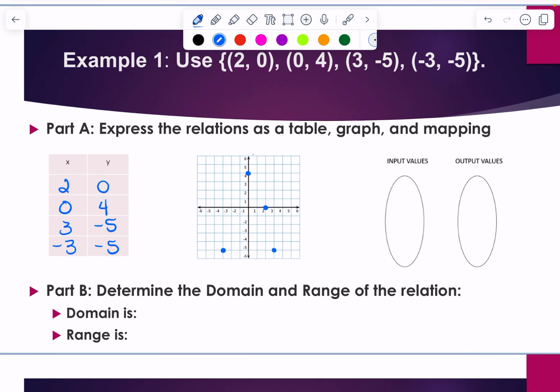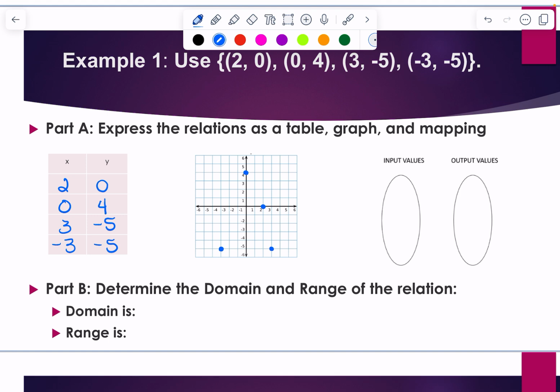The third one is our mapping. Remember, we would like to list these from least to greatest. So the smallest number for my x's is -3, then 0, then 2, then 3. Smallest number on my y's is -5. I have a 0 and I have a 4. Now notice I did not repeat the -5 in the mapping. I just wrote it one time. Because now what we're going to do is we're going to draw an arrow. So -3 goes to -5. 2 goes to 0.